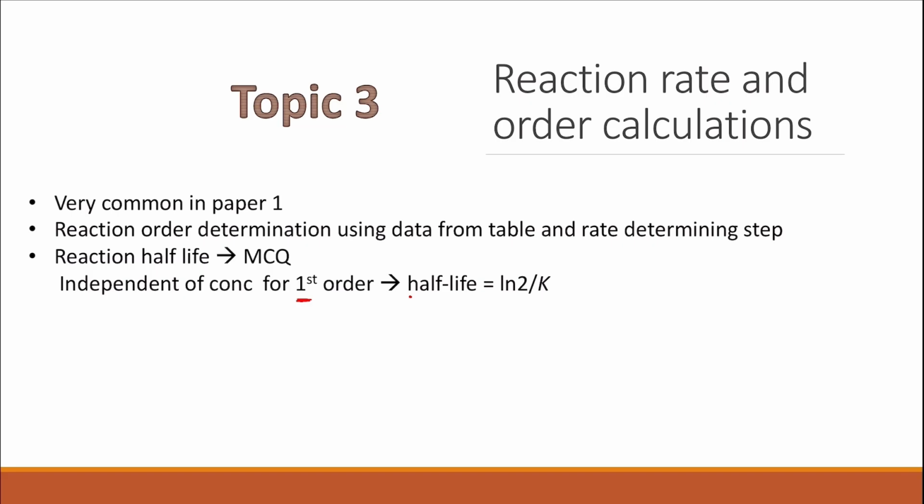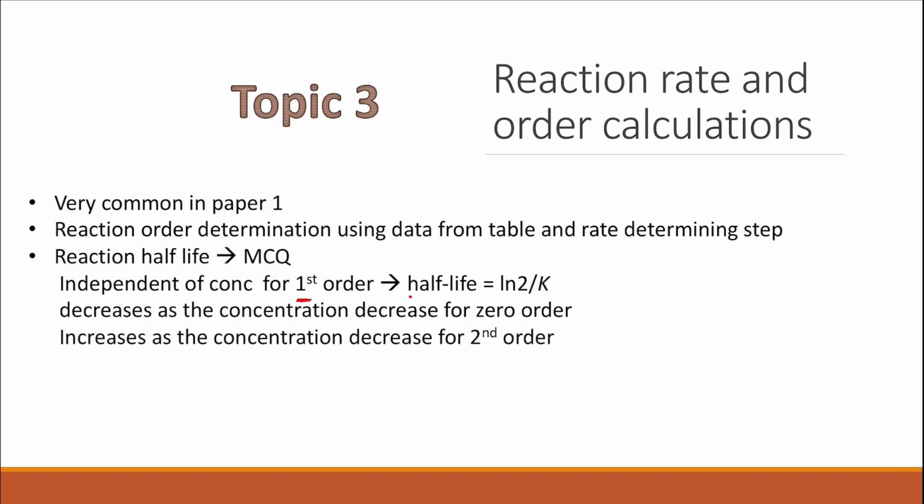So when we calculate the order of the reaction, remember that zero order means the rate doesn't change if the concentration changes. So it's a straight line. It always has the same gradient. If it's first order, the rate will be directly proportional to the concentration. If it's second order, the rate will be directly proportional to the concentration squared.